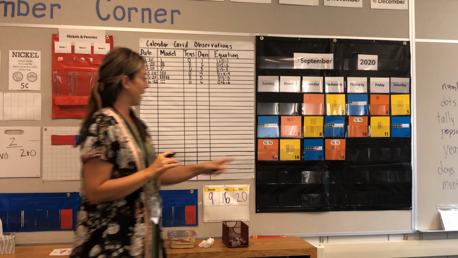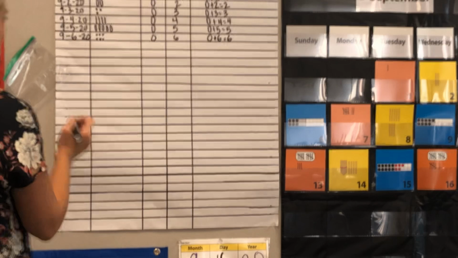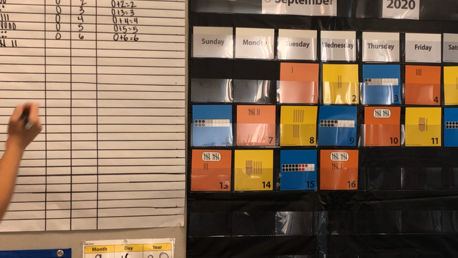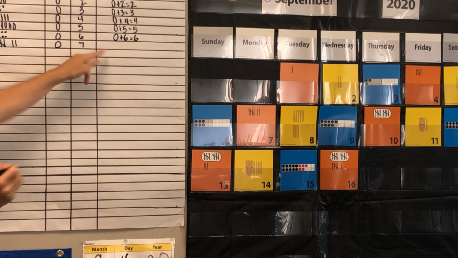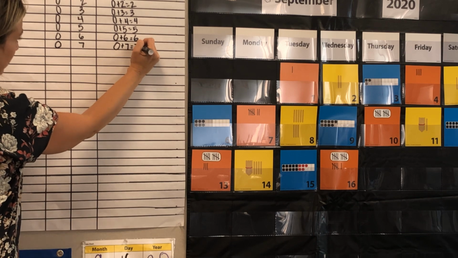Let's do a few more today. If we talk about September 7th, that was represented with tally marks. So I'm going to draw 7 tally marks. 1, 2, 3, 4. We have to cross the 5th. 6, 7. We still don't have a group of 10, so I have to write 0 tens and 7 ones. And an equation to make 7 would be 0 plus 7 equals 7.